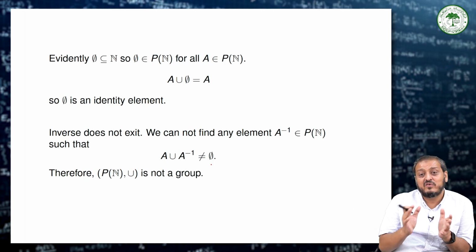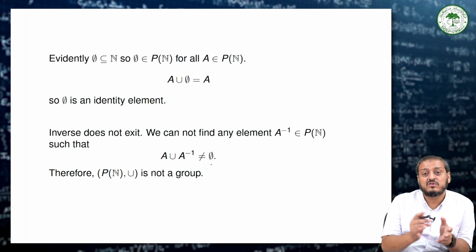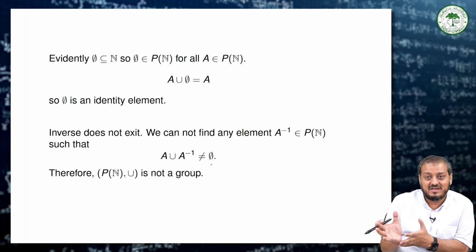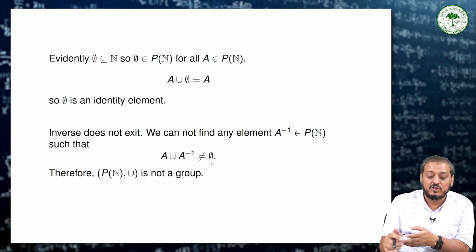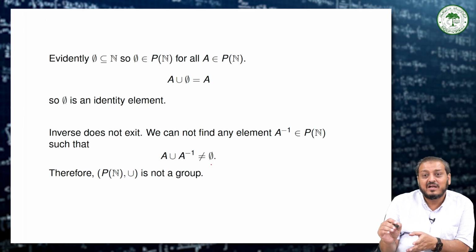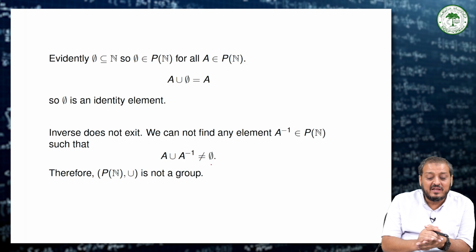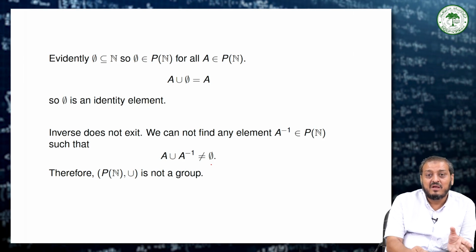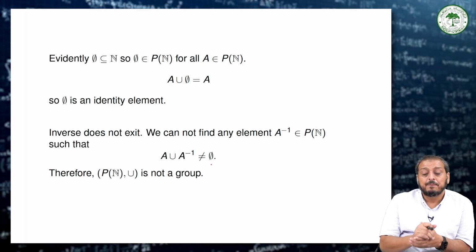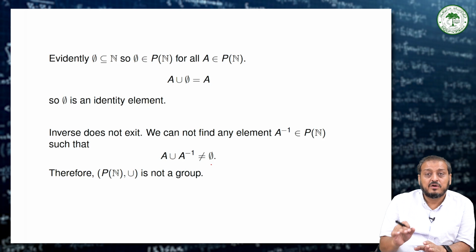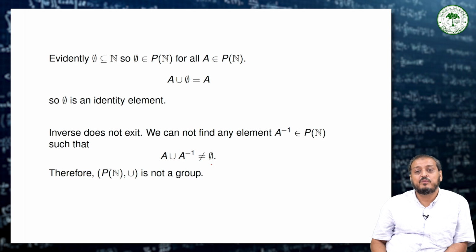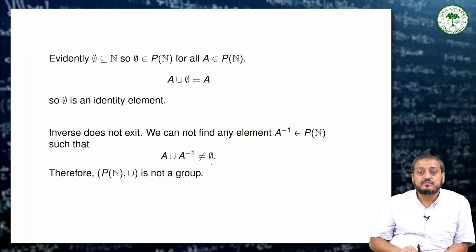Clearly, you can take any element, say 1 or 2, and take the union with another set, and it gives you another set, never the empty set. A union the empty set gives you A. So clearly, the power set of the natural numbers over the binary operation union does not form a group. What happens if we change the binary operation in place of union?